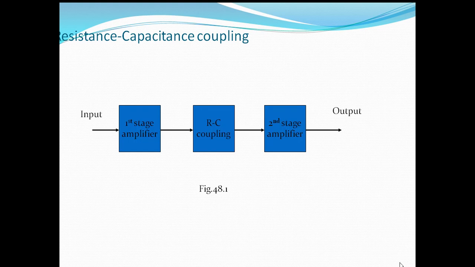First one, RC coupling, that is resistance capacitance coupling. Here, this is the block diagram of two stages: the first stage of amplifier, the second stage of amplifier. In between, the RC coupling network is considered to couple the first stage with the second stage. Like you can see here, this is the first stage, this is the second stage. In between these two, there is an RC coupling. A resistor and capacitor must be connected in between the first stage and the second stage.